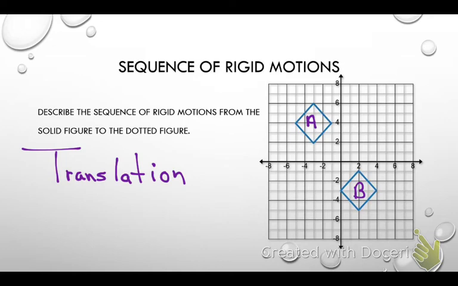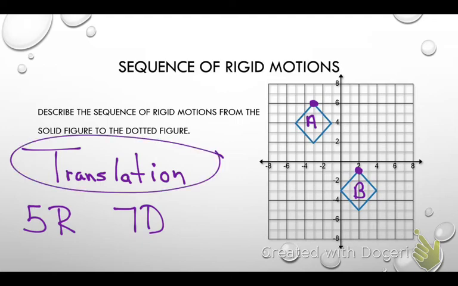It is 5 units right, so let's just pick the top point. 8 units down. Ooh, close. 7. Okay, so I go 5 right and 7 down. Translation, 5 right and 7 down. Guys, on your quiz, a lot of you forgot to write translation, and you just told me how many units it moved. Don't forget to identify the transformation. It's a translation, and then 5 right and 7 down.